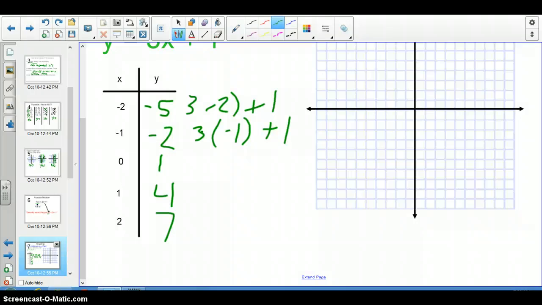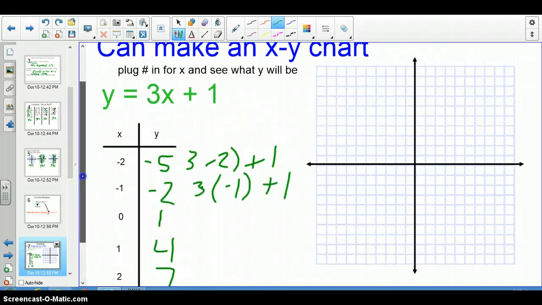That's kind of like how we were writing those equations from chapter 1. Look at your change. We're adding 3 every single time. So if we plugged in 3, well, we're just adding 3, so we'd get 10. Plug in 4, we're adding 3, so we'd get 13. Now we can go and graph these.